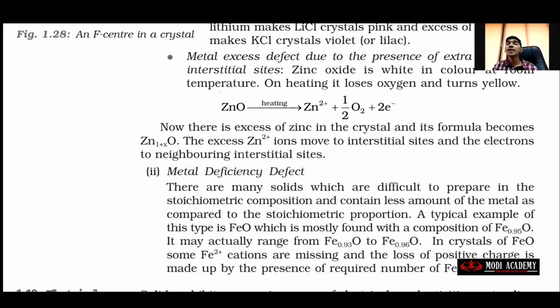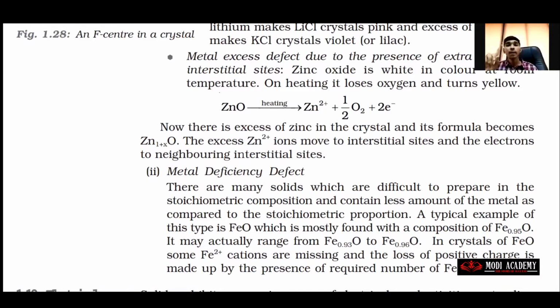Now there is an excess of zinc in the crystal and the formula becomes Zn1+xO. The excess Zn2+ ions move to interstitial sites and the electrons to the neighboring interstitial sites. मतलब ये जो excess आपका zinc बच रहा है वो क्या करेगा, अब दूसरा तो ZnO है, एक ही एटम को हिट किया, मतलब जो तुम्हारा एटम होगा ना दूसरा ZnO, उसमें क्या होगा, Zn1+x हो जाएगा.